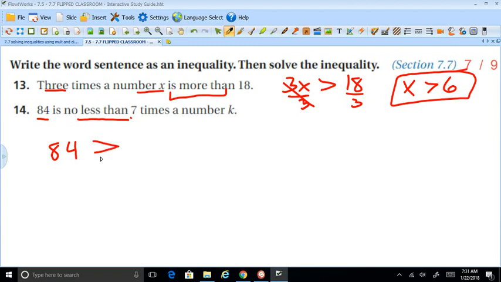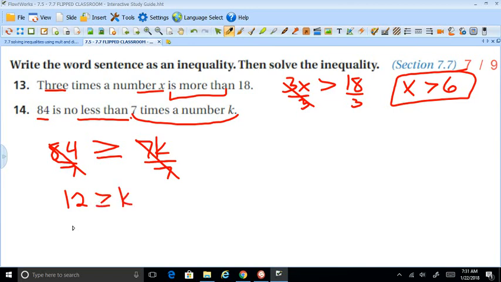Number 14, 84 is no less than, so no less than means 84 must be greater than or equal to whatever we have left. 7 times the number k, 7k. And now I need to solve this inequality. Divide both sides by 7, and that gives me 12 is greater than or equal to k. Now I'm going to flip it around. K is less than or equal to 12. And that is my final answer.